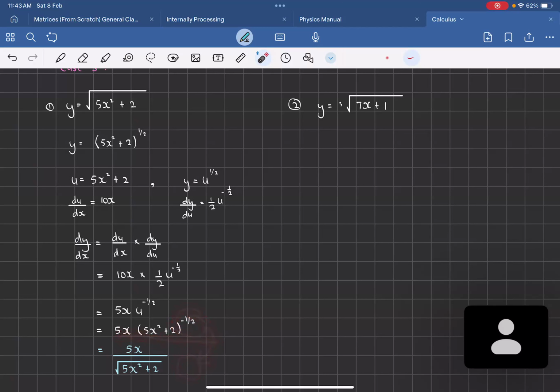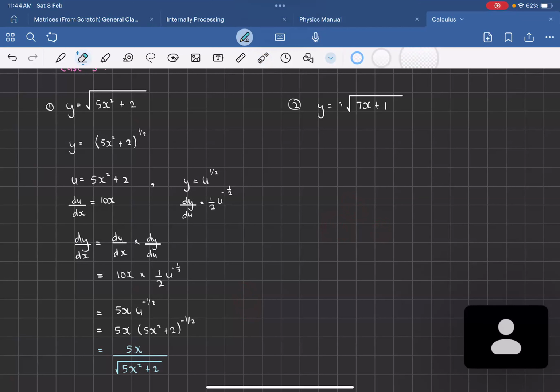And Kira, if you have something raised to the power positive a half, that's the same thing as doing what? Like if I have 16 to the power a half, that's the same thing as doing what to 16? Square root of 16, yes. Okay. So try question 2 by yourselves.